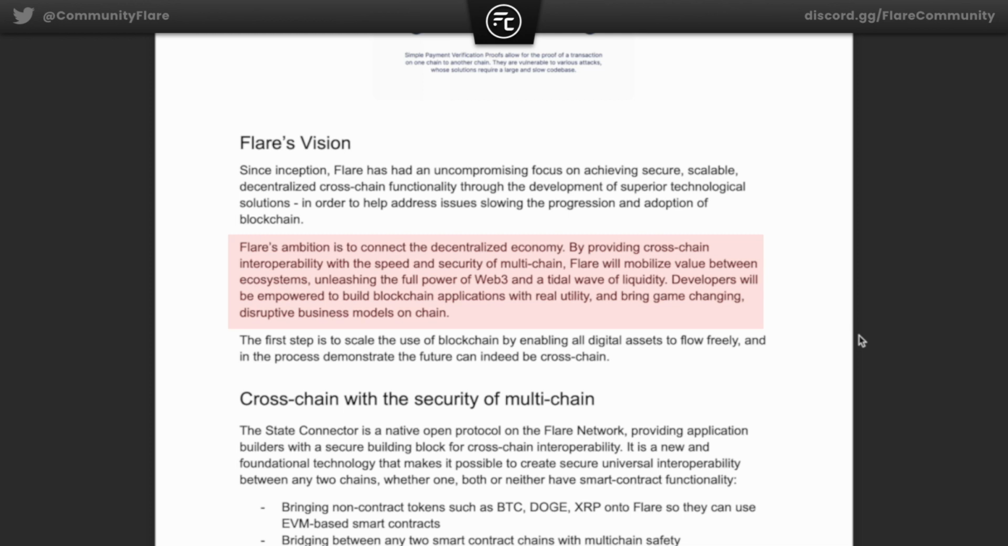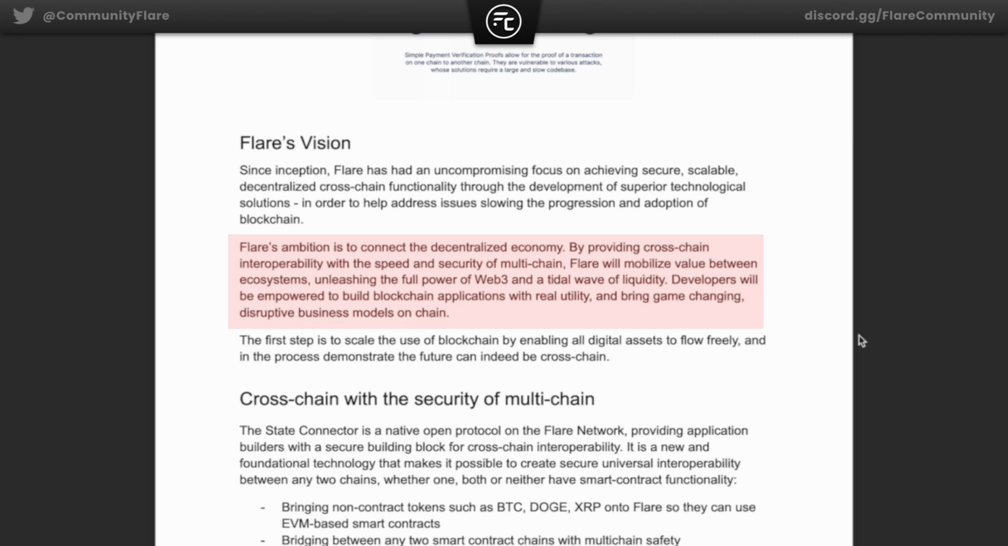By providing cross-chain interoperability with the speed and security of multi-chain, Flare will mobilize value between ecosystems, unleashing the full power of Web3 and a tidal wave of liquidity. And that's what really excites me, this tidal wave of liquidity. It's going to be an absolute tsunami. All of these integrated networks being able to use a derivative of the native asset to use in one place, one ecosystem, it's going to be crazy.